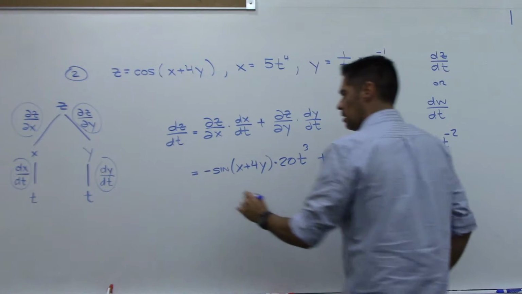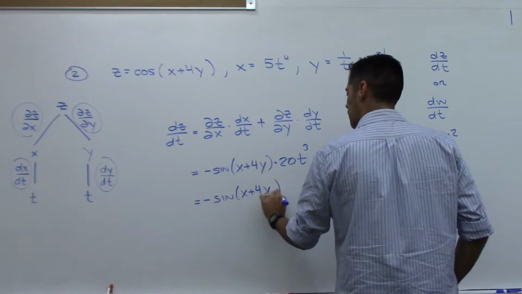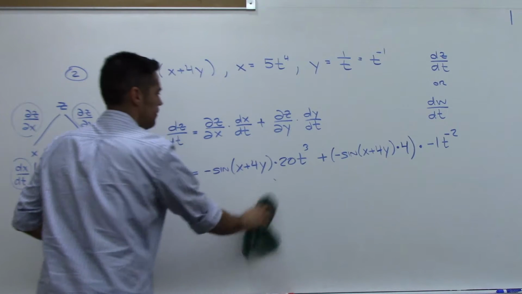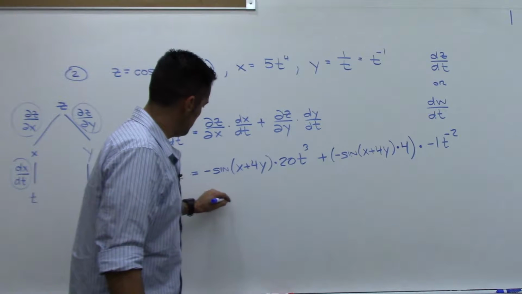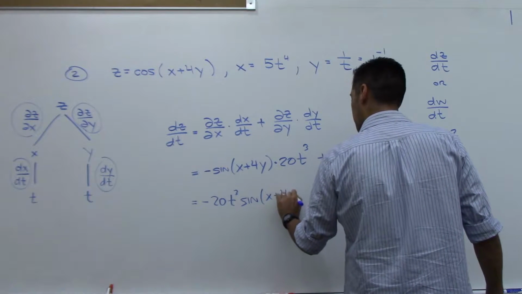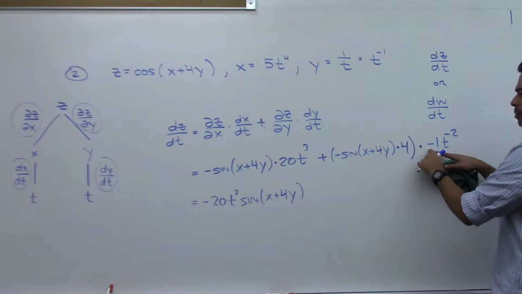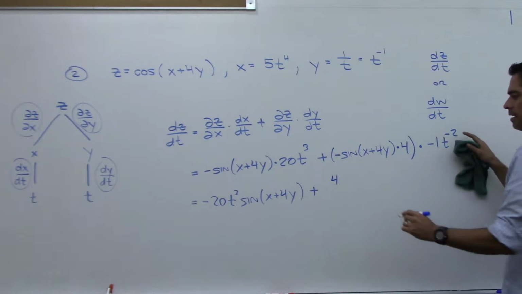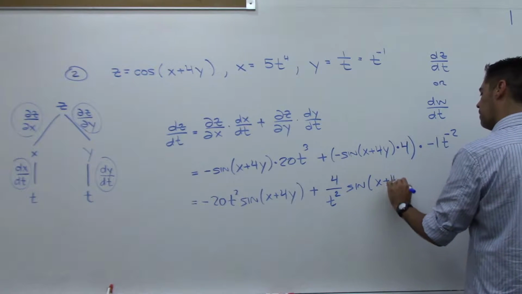Let's see, negative sine x plus 4y. I'll try and clean it up. I'm going to bring this 20t cubed out to the front, so negative 20t cubed sine of x plus 4y. Then over here I have a negative, I have a 4, I have a negative. So I'm going to bring out negative is positive. I'm going to have a 4, so plus 4. Then this t to the negative 2 is really a t squared on the bottom. Then I have sine x plus 4y.